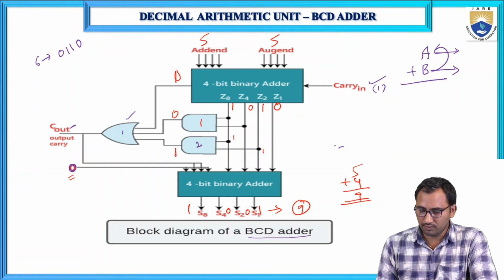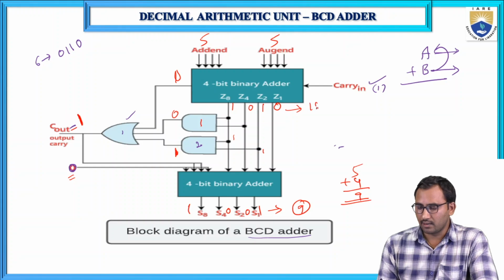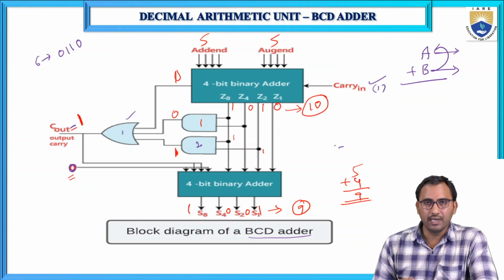So here the output of the second AND gate is 1. Now all these 0, 0, 1 we have given to the OR gate. So what is the output of the OR gate? It is equal to 1. That means right now the sum is 10. It is greater than 9, so that's why we need to add 6 to that result.